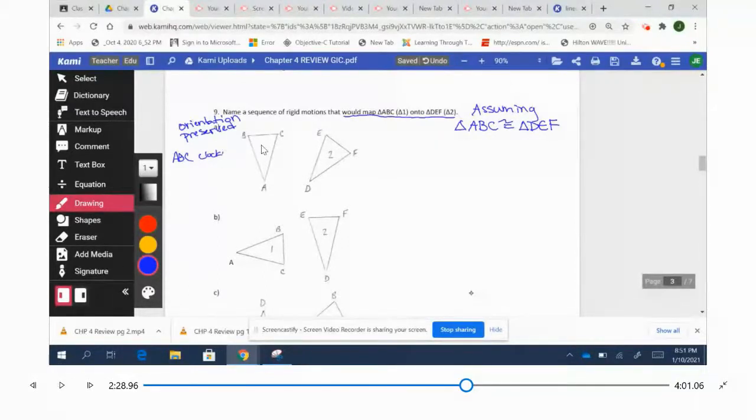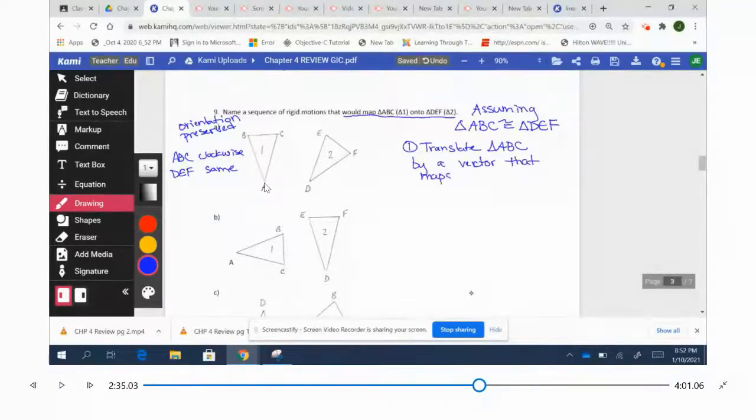Okay, so the first thing I check is orientation. That's going to decide if we need a line reflection to match the orientation, or if that's going to be skipped. Now in A and B, it's going to be skipped. Okay, the orientation for both of these is preserved. They're both clockwise. Same thing with B.